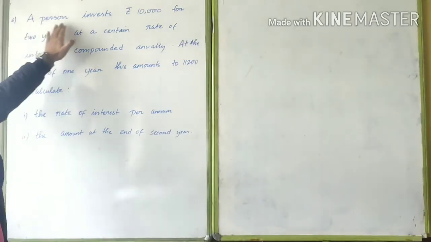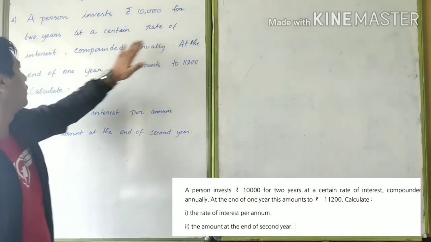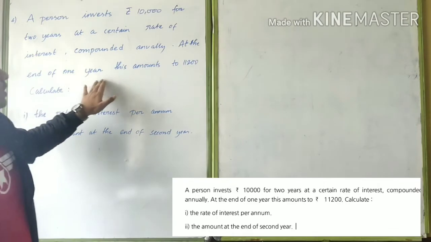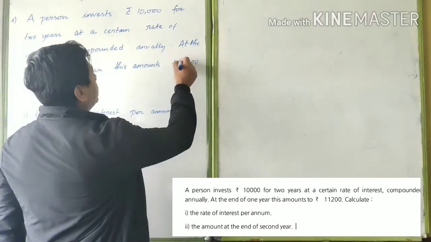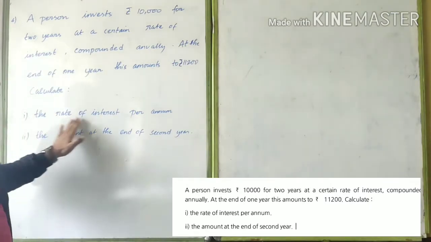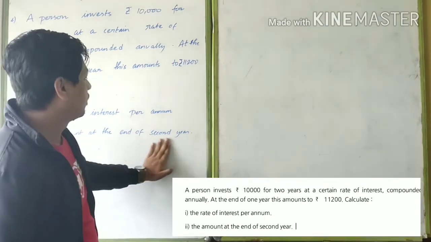A person invests rupees 10,000 for 2 years at a certain rate of interest compounded annually. At the end of 1 year, this amounts to rupees 11,200. Calculate: number 1, the rate of interest per annum, and number 2, the amount at the end of the second year.